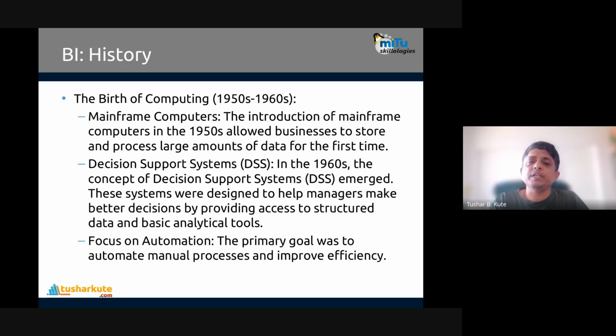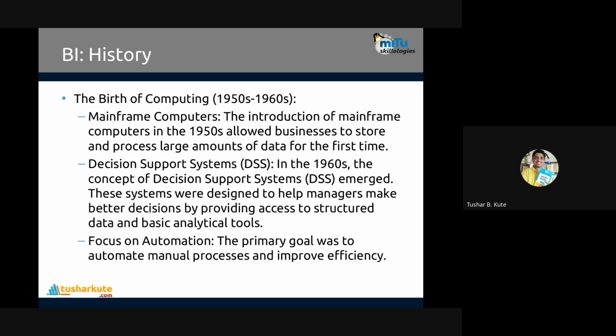In a similar way, the decision support system was created. Our next session will be based on this DSS. We'll talk about that. A decision support system is an outcome of business intelligence processes. So in the 1960s, the concept of DSS emerged for the first time. These systems were designed to help decision makers make better decisions by providing access to structured data and basic analytical tools. And this was the era where automation systems actually started.